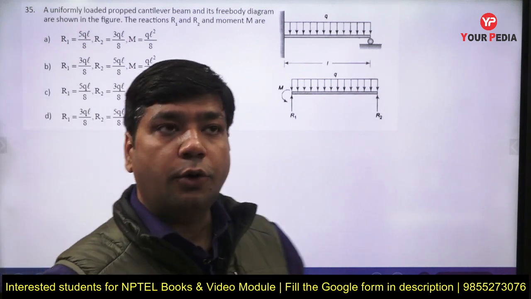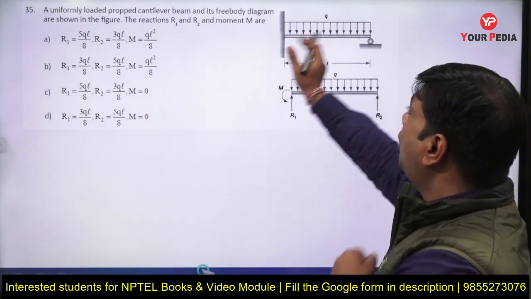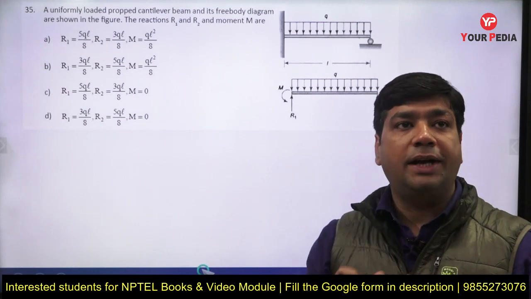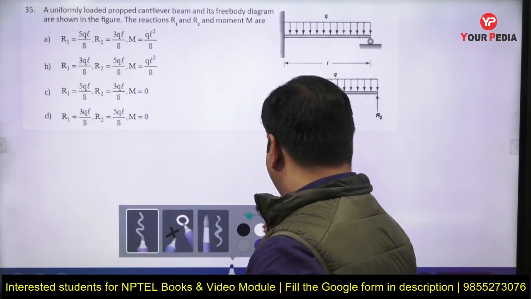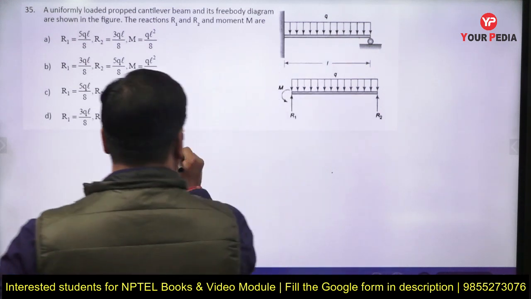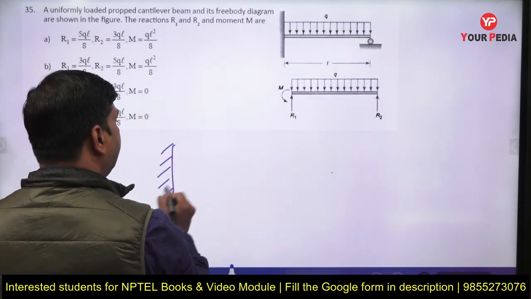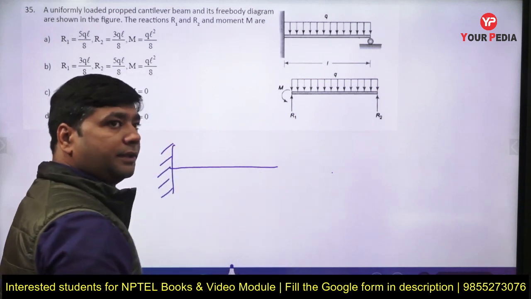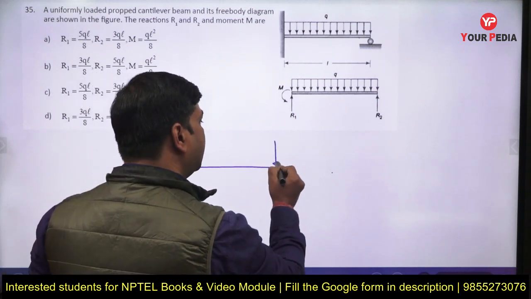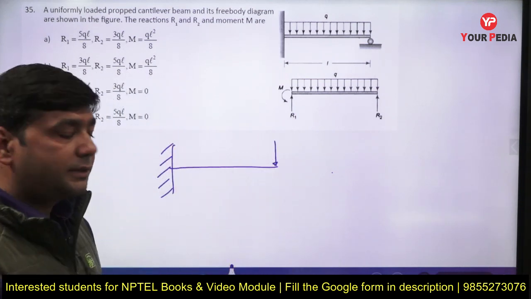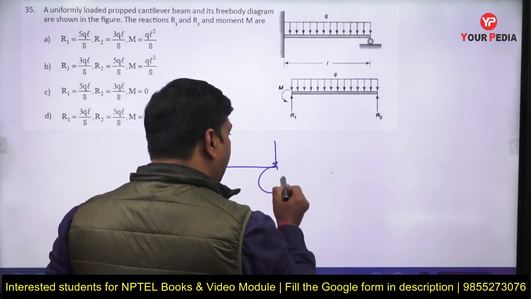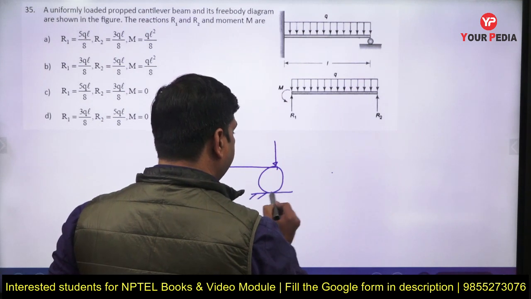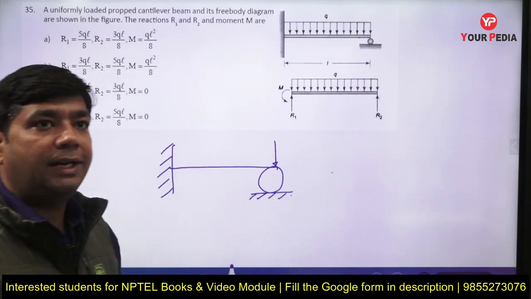As you see in the question, this is a case of a propped cantilever beam. What do you mean by a propped cantilever beam? First of all I am going to define the propped cantilever beam. This is our cantilever beam, which is subjected to a load or a UDL. If this is supported by any support, this is called a propped cantilever beam.